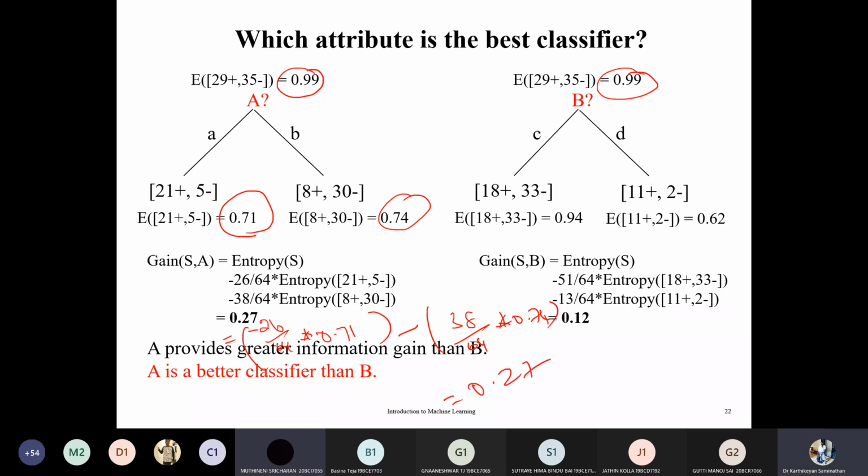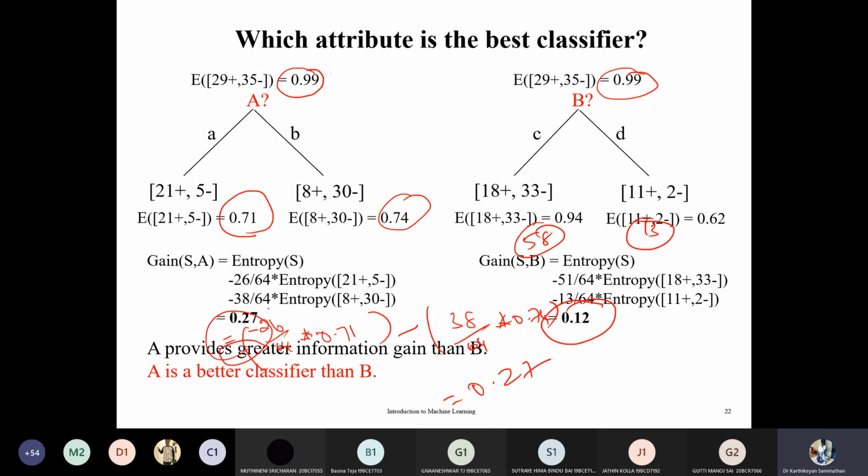When you do it, you'll get 0.27. So this is the gain of this best classifier. Sorry, gain of this 29 plus 35. Similarly, here there are two problems. Here the same 64 instances are divided into 58 and 13, right? Here if you take the entropy 94 and 62, and subtract these two with the positive and negative cases, you will get 0.12. Okay, it is 0.27.